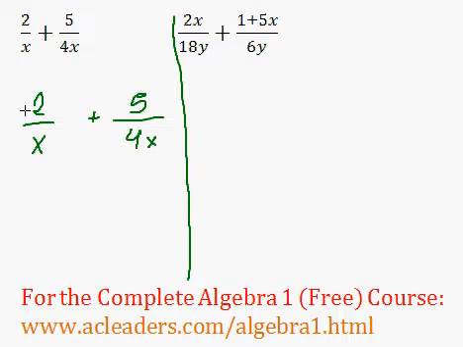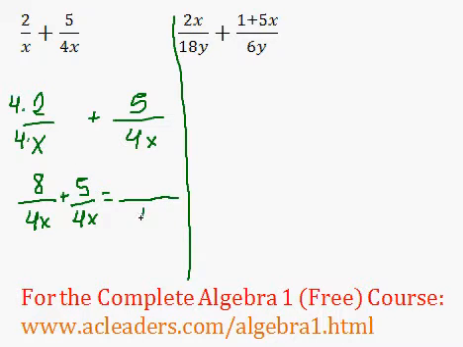In this case, I can just multiply the first fraction by 4 over 4. That way, I'm going to get a 4x down at the bottom over here, and up top, 4 times 2 is 8. So we have 8 over 4x plus 5 over 4x. So that's how we get a common denominator in this case.